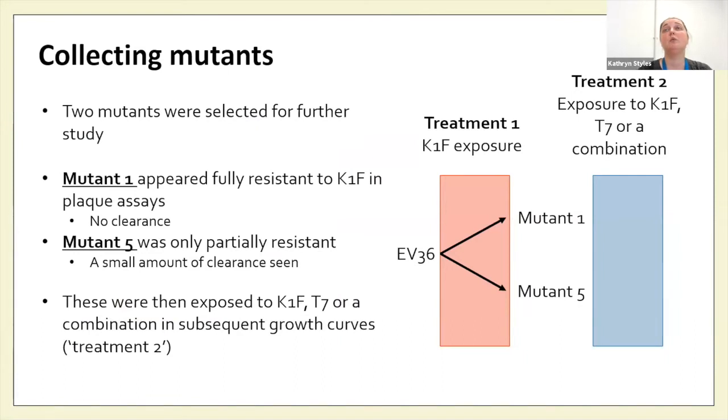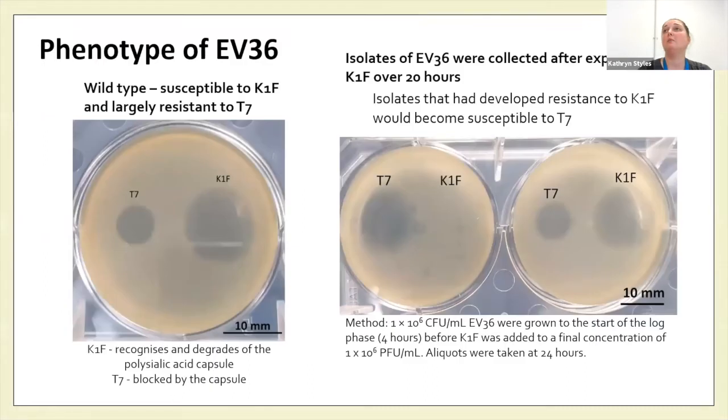So specifically, when we were doing these screens, we selected two mutants. We've labeled these as mutant 1 and mutant 5, and we found that with mutant 1, you got absolutely no clearance at all from K1F, so that seemed to have full resistance. Whereas mutant 5, if you look back at the image that we get here, you'd get a tiny amount of little spotting here for the K1F. So it seemed like there was still a tiny amount of kill going on, but not nearly to the extent there was for the wild type.